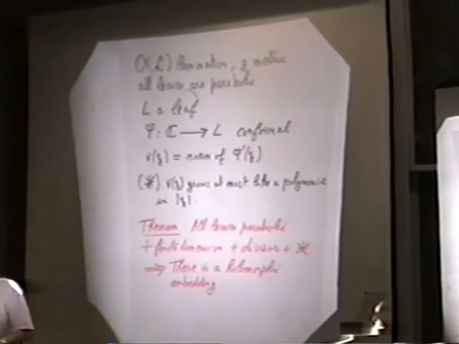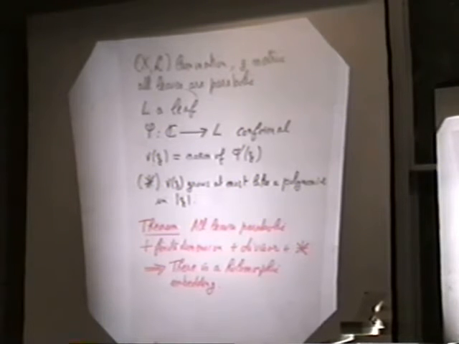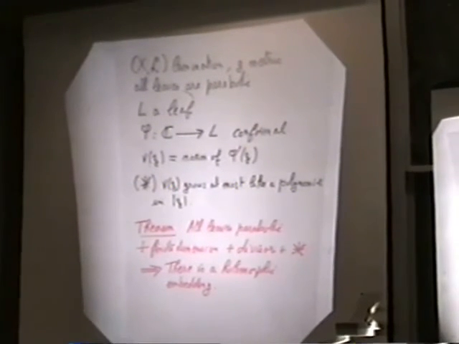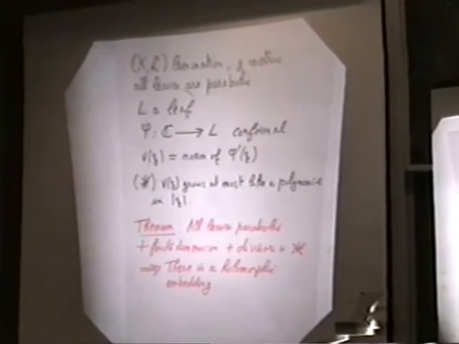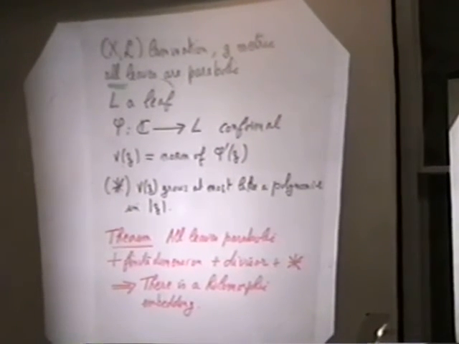Okay, so take a Riemann surface lamination, take a metric along the leaves, and assume all leaves are parabolic. And we want to know if it's possible to embed it. You know, I think of these as kind of generalized elliptic curves, and I want to construct elliptic functions. I want to embed them into projective space.